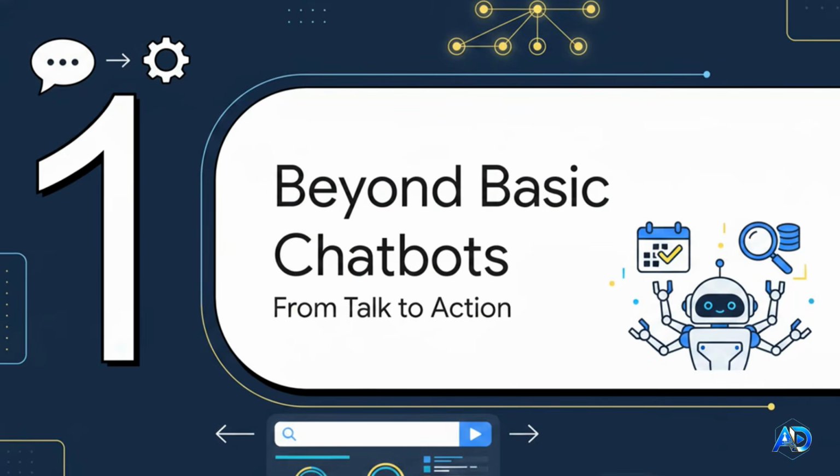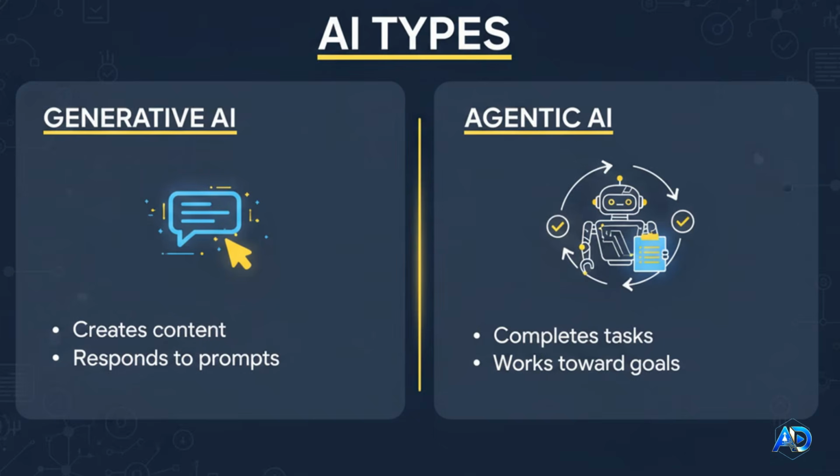Section 1. Beyond the basic chatbot. Think of normal generative AI as, well, reactive. You give it a prompt and it generates text, code, or images. It's fantastic at creating content. But agentic AI, that's proactive. You give it a goal and it actively works toward completing that goal by executing multi-step workflows. If generative AI is like a brilliant writer sitting at a typewriter waiting for your instructions, agentic AI is like a project manager who gets the assignment and immediately starts making phone calls.